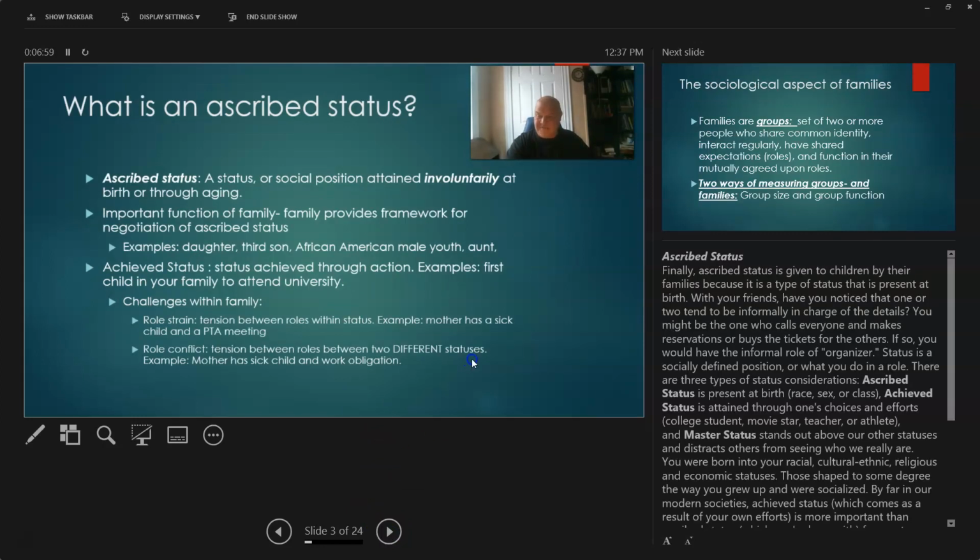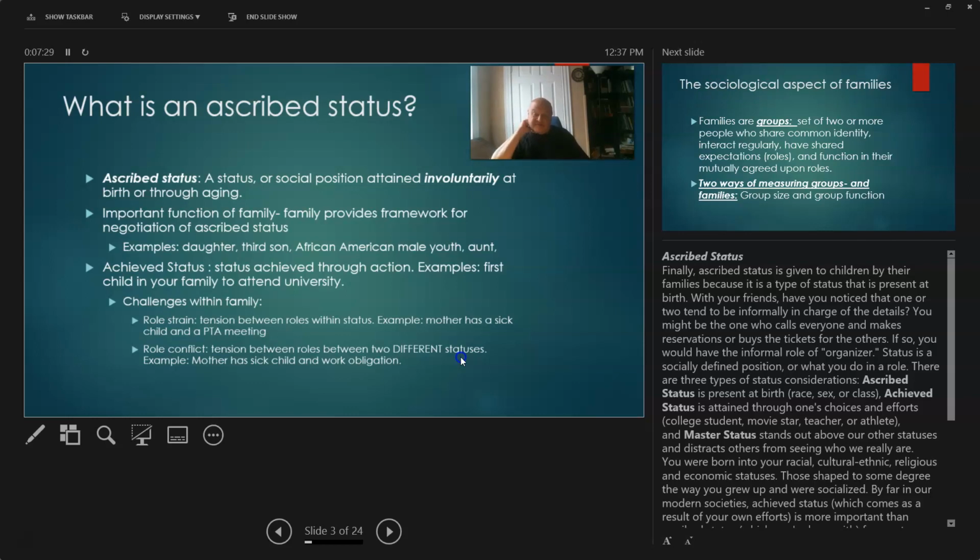So what's an ascribed status? An ascribed status is given to children by their families because it is a type of status that is present at birth. With your friends, have you noticed that one or two tend to be informally in charge of the details? You might be the one who calls everyone and makes reservations or buys the tickets for others. So you would have the informal role of organizer. A status is a socially defined position, or what you do in a role.